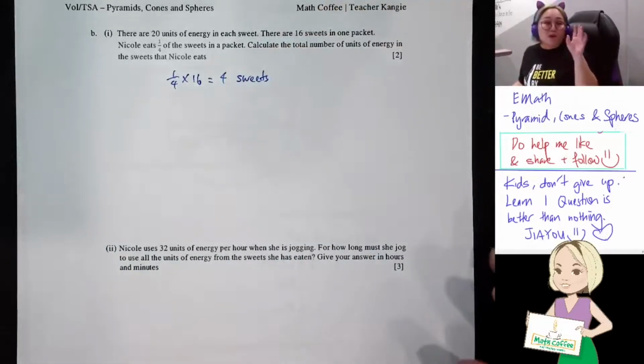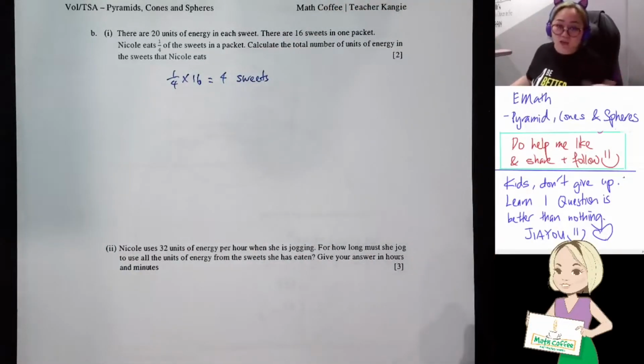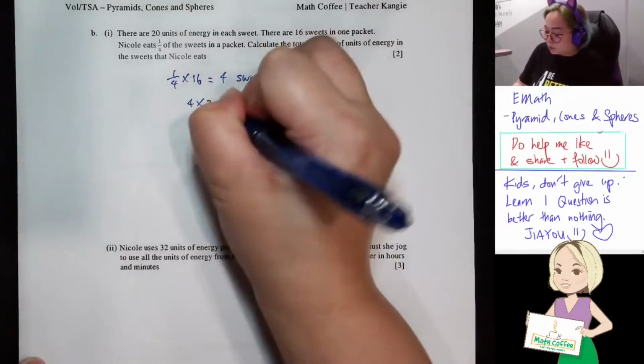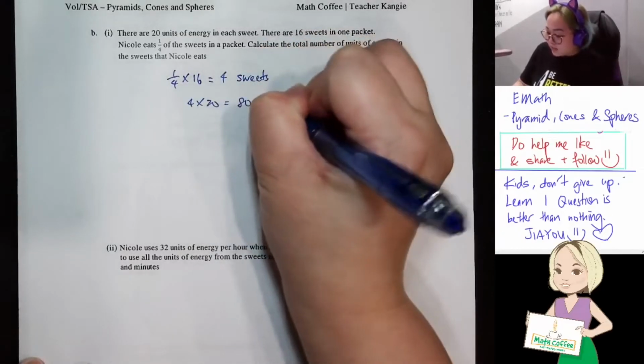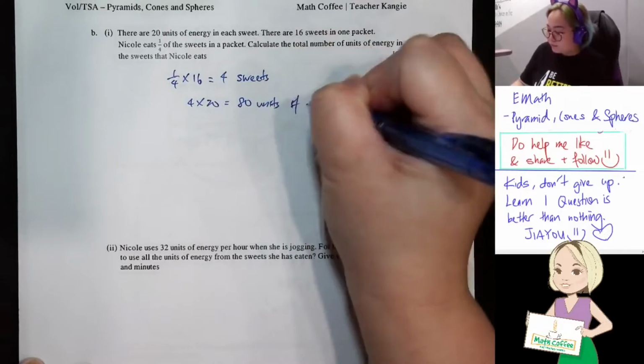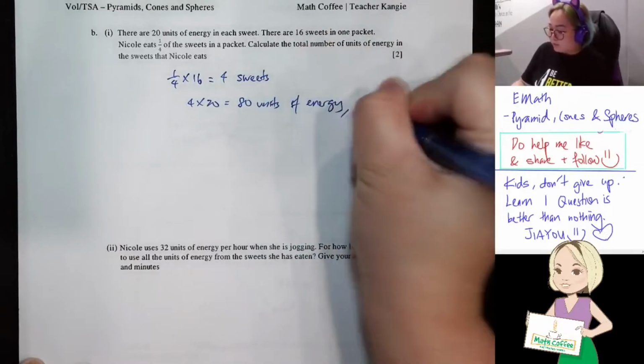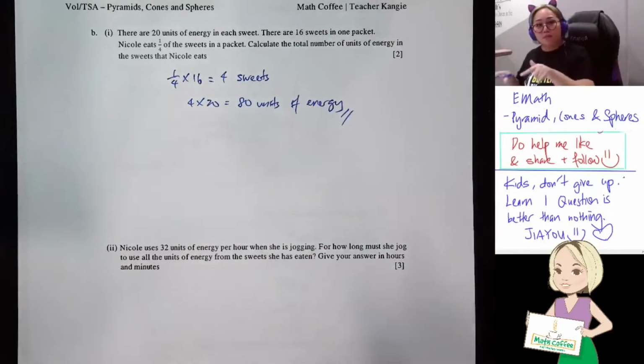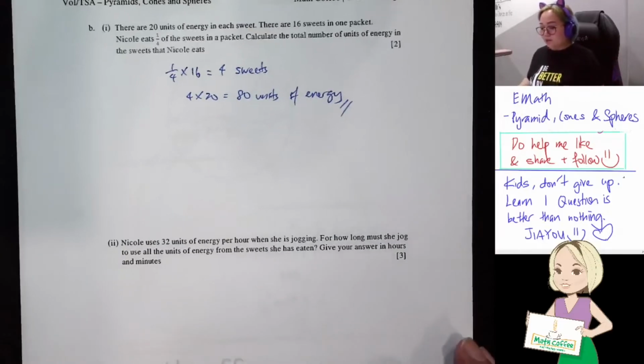And since one sweet gives you 20 units of energy, I just take 4 times 20. So that means it's just 80 units of energy. And that will be the answer for question B, part 1. Okay, now let's move on to part 2.